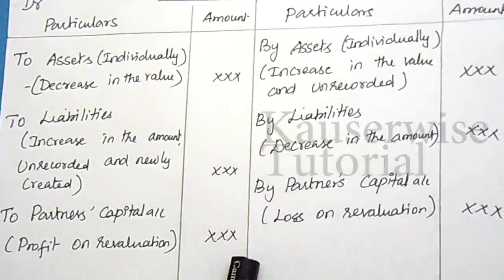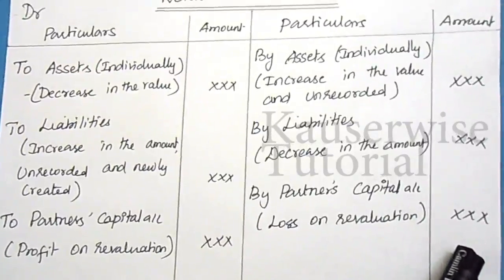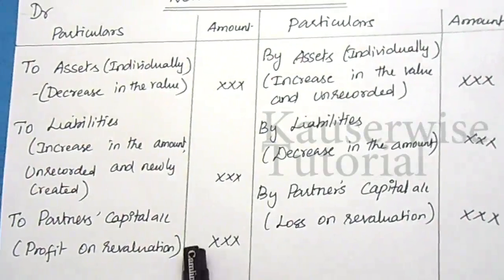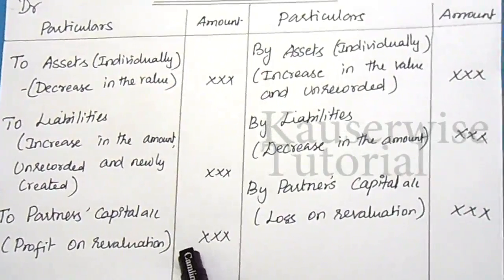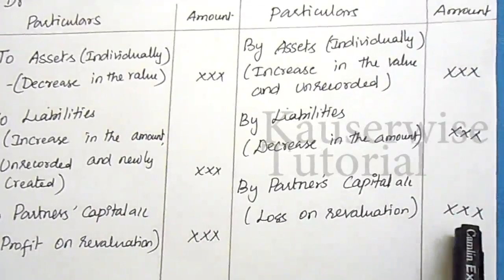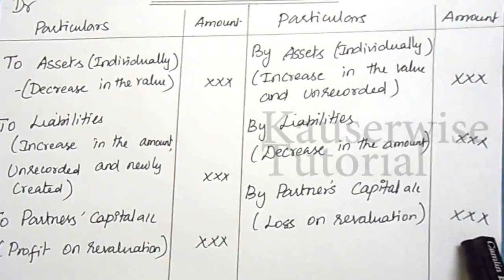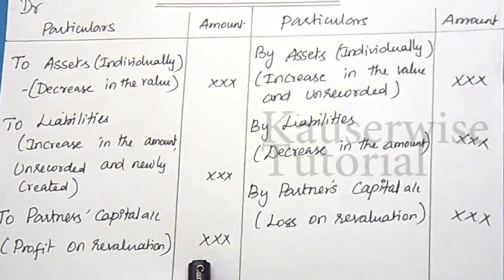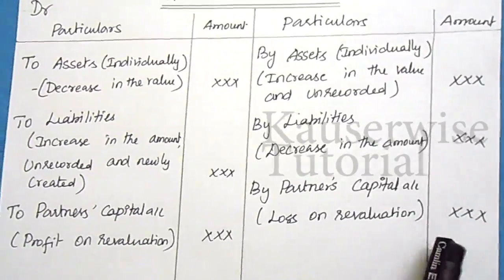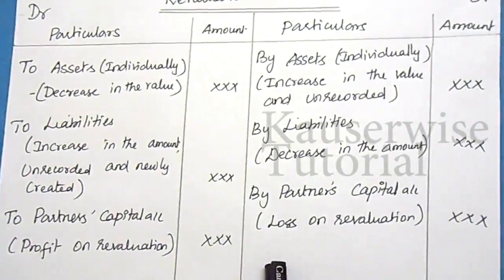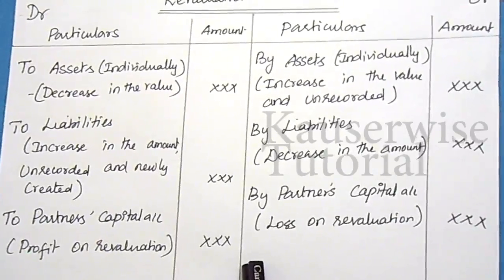After entering all these things, you will get either profit on revaluation or loss on revaluation. If you get a balancing figure under the debit side of the revaluation account, it is a profit. If you get a balancing figure under the credit side of the revaluation account, it is a loss on revaluation. Whether it is a profit or a loss on revaluation, this amount will be transferred to the partners' capital accounts, that is the old partners' capital accounts, according to their old profit sharing ratio.